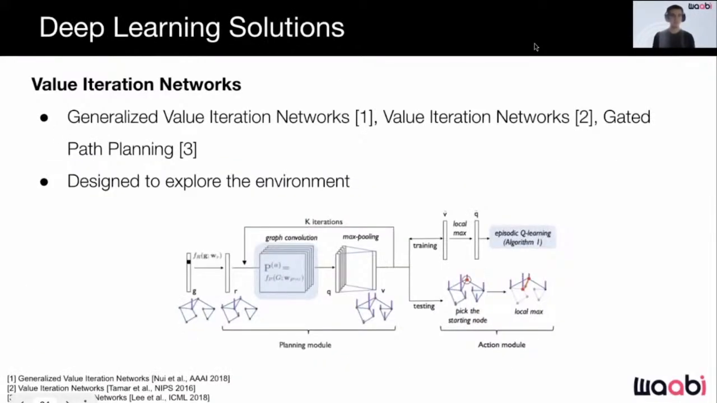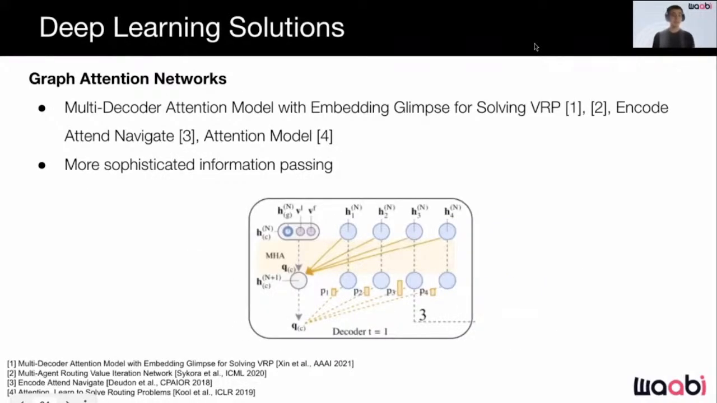In the deep learning field, a few steps have been made towards more adaptable solutions. Value iteration networks, such as the generalized value iteration network, are able to explore the environment in a learnable manner, but struggle to perform any kind of long-term planning. Graph attention network-based solutions are able to focus on specific sets of nodes within a complex graph, and therefore enable more sophisticated planning and information passing. It should be noted, however, that all deep learning networks do not have the same guarantees as traditional solvers, and furthermore can require expensive large-scale training to be used effectively.